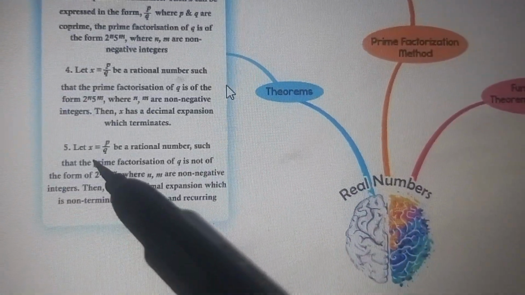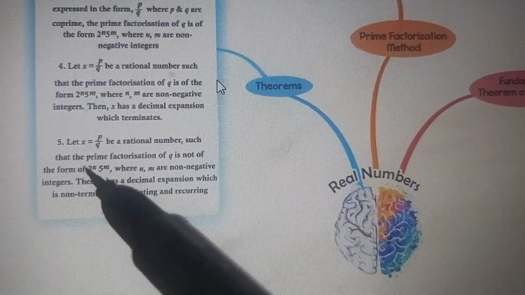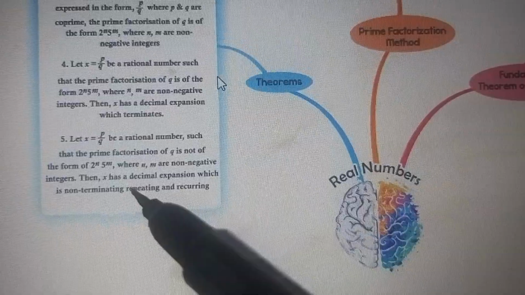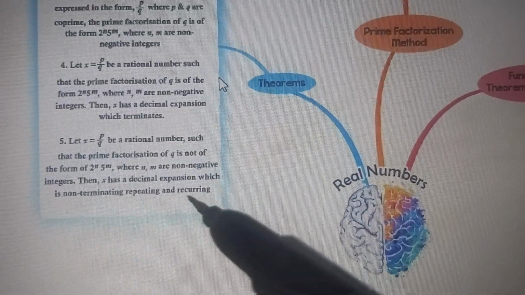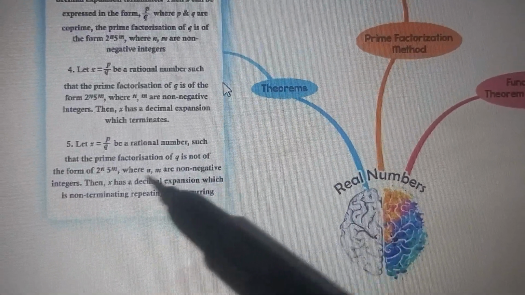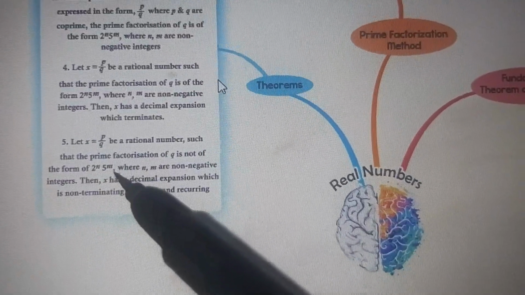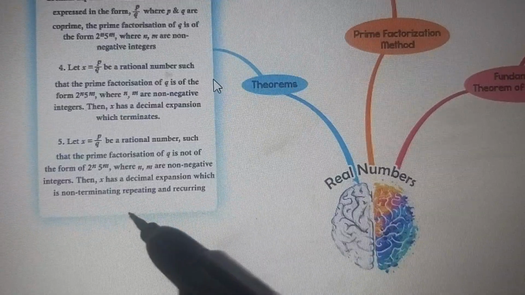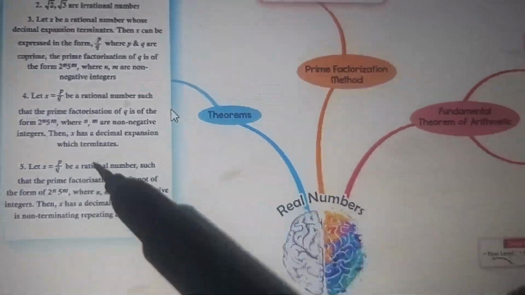And next, what is that? If x equal to p by q is a rational number, and it is not in the form of 2 power n and 5 power m, then x has a decimal expansion which is non-terminating, meaning repeating and recurring. If the prime factorization of q, the denominator, is not in the form of 2 power n and 5 power m, then we have non-terminating, repeating and recurring. Okay, these 3 points are very important, children.